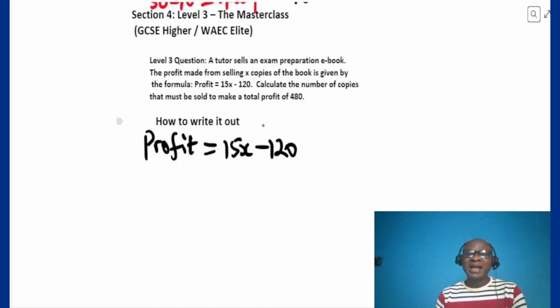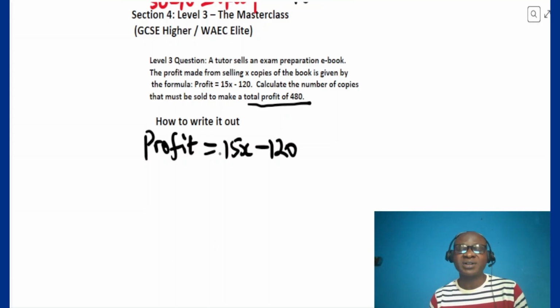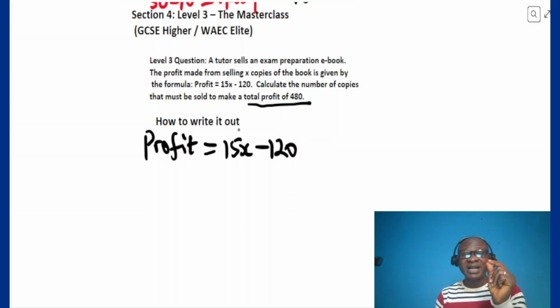Okay? So now, the question says, calculate the number of copies that must be sold to make a total profit of 480. It can be $480. It can be 480 pounds. It can be 480 naira. But remember what they called it, a total profit of 480. What then do you need to do? Using the already given equation by the examiner, by the exam board who set this question. They are giving the equation. Now go to that place that is profit and replace it with what? 480. Since they say the total profit is 480.